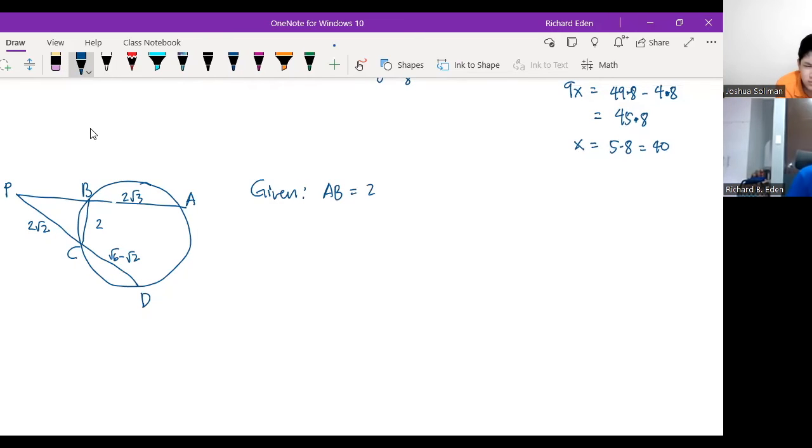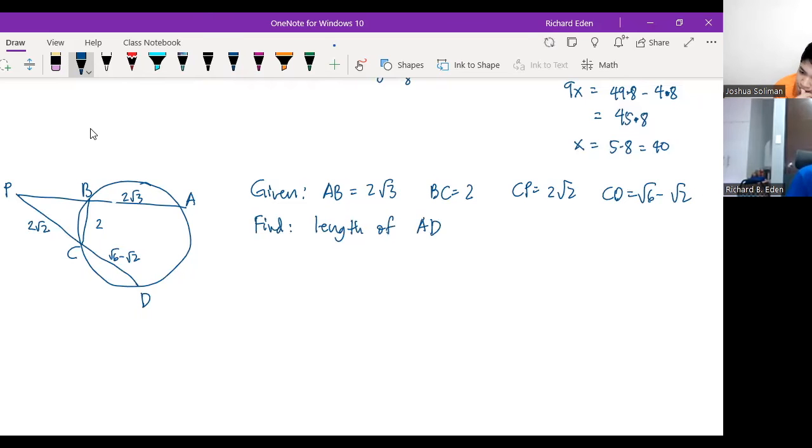Okay, AB is 2 square root of 3, BC equals 2, CP equals 2 square root of 2, and CD equals the square root of 6 minus the square root of 2. Find the length of the arc AD. So it's not the measure this time, but the length itself of the arc AD.